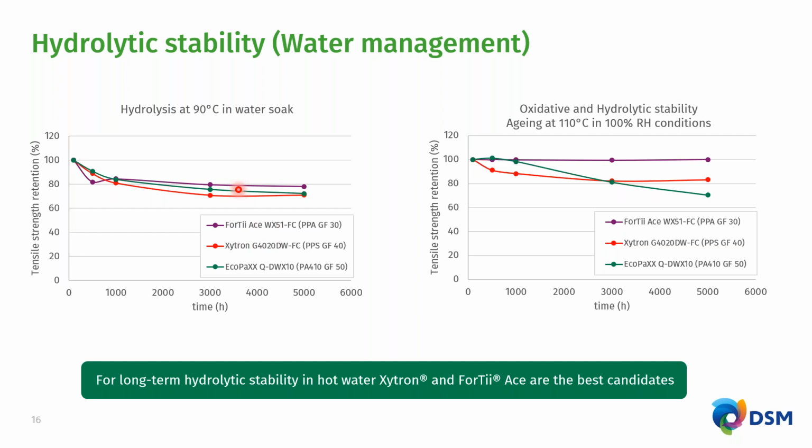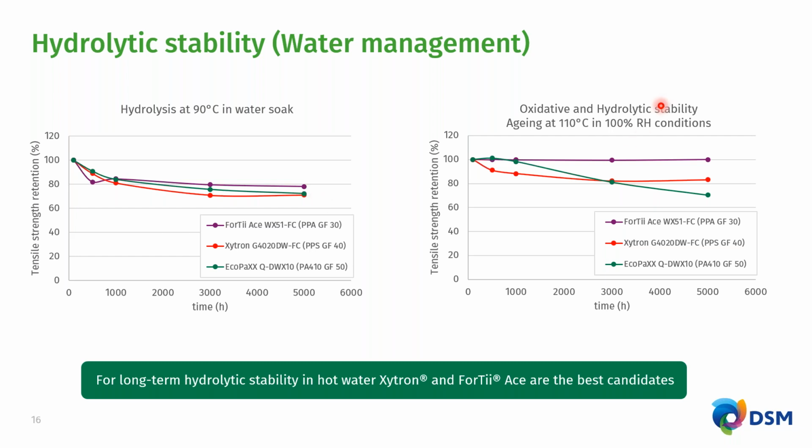And we see when the tensile bars are fully soaked in water at 90 degrees C, after 5,000 hours, we could see that there is a tensile strength retention of almost 80% in case of PPA GF30, and about 70% tensile strength retention in case of our PPS and PA410.